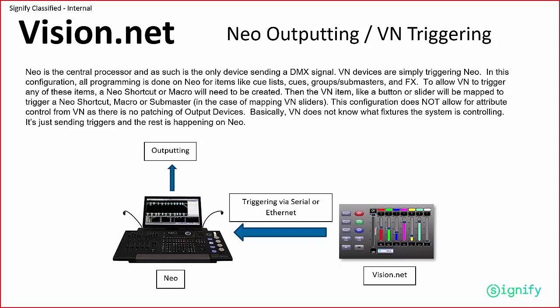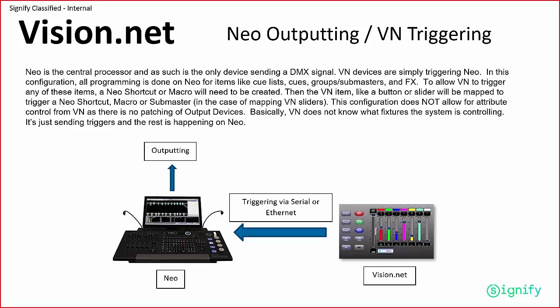So just from economy of scale, it is cheaper now to go with Neo, have Neo do all of the outputting for your control, and your Visionet stations, which are distributed around the facility, are simply triggering Neo. So they are triggering presets that have been stored on Neo. Their sliders are mapped to submasters on Neo. At that point, you have a more scalable solution because Neo can go up to 100 universes. There are no Visionet to DMX cards that are needed.